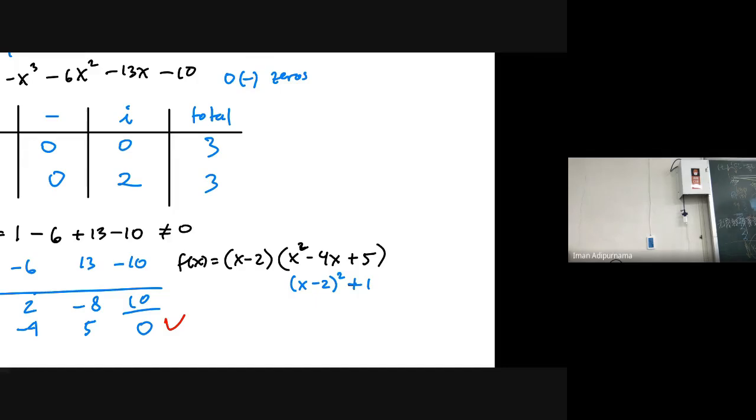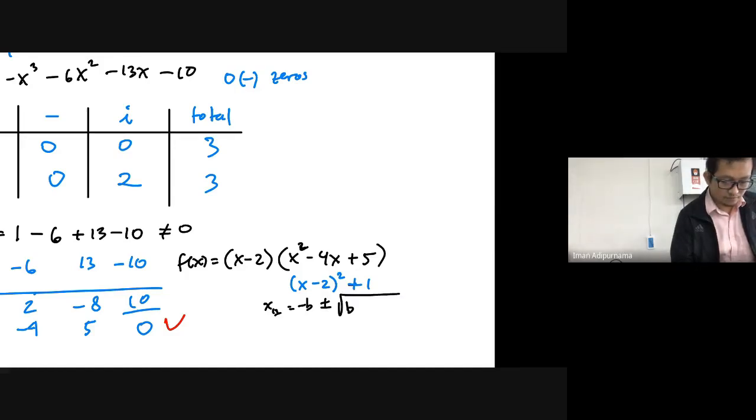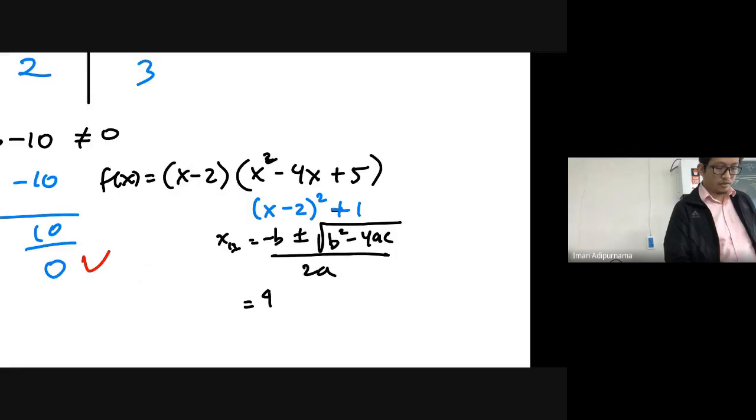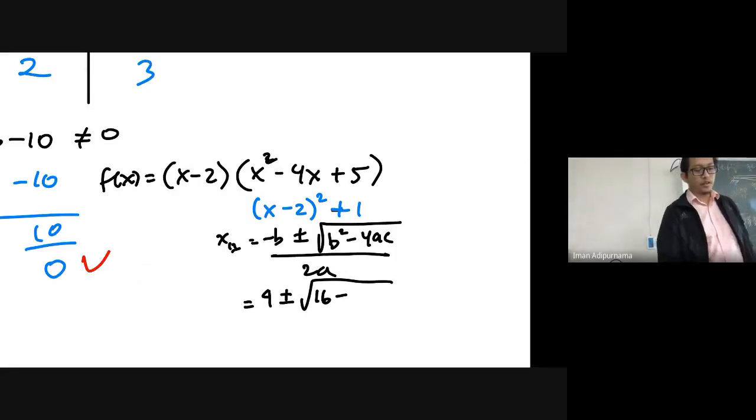This has imaginary roots. How to find the imaginary? To find the imaginary, you just need to use the quadratic formula. So 4 plus minus the square root of 16 minus 4 times 5, which is 20. Is that it? 20, right? Yeah. 16 minus 20 is negative, right? So that's why it's imaginary.